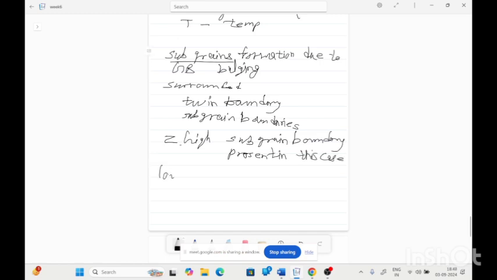And for low Z means strain rate is low and temperature is high. In the high Z condition, strain rate is high and temperature is low. So in the low Z condition, twin boundaries surround the subgrain.